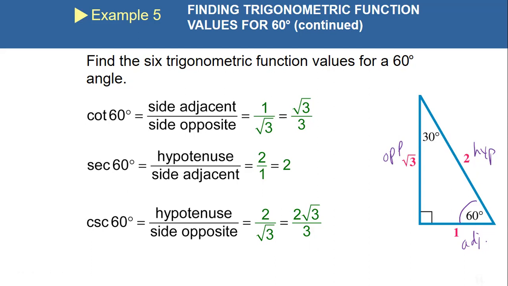Now what I want you to do is to do the same thing for 30. Okay, so now you're gonna do 30. So you're gonna find the sine, the cosine, and the tangent, and the cosecant, and the secant, and the cotangent for 30 degrees.